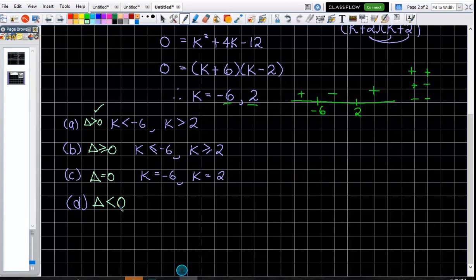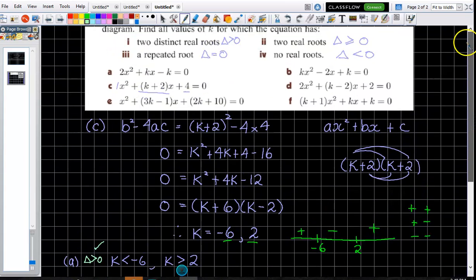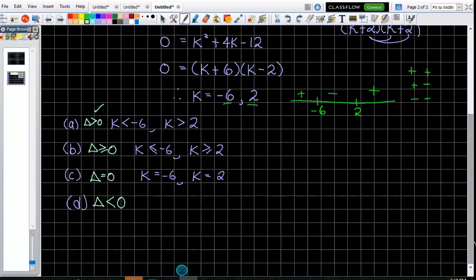When do you have non-real roots? Was that the last bit? No real roots. So that's when the discriminant is less than 0. So this is where you do have to listen. We're talking about this section here.